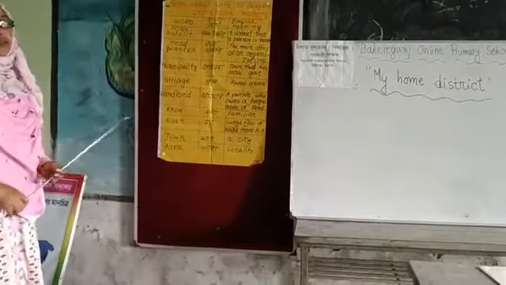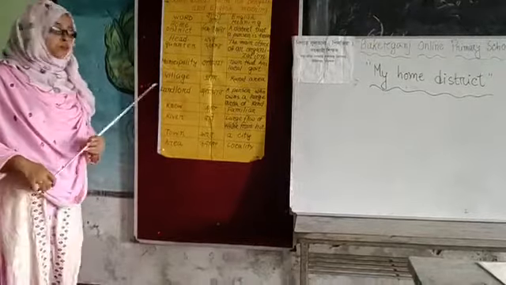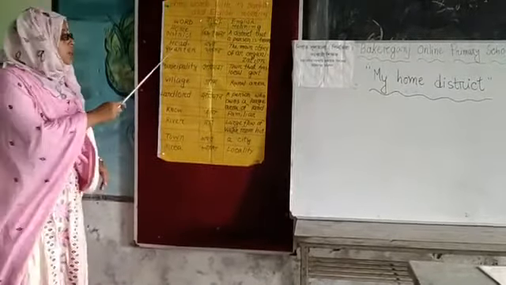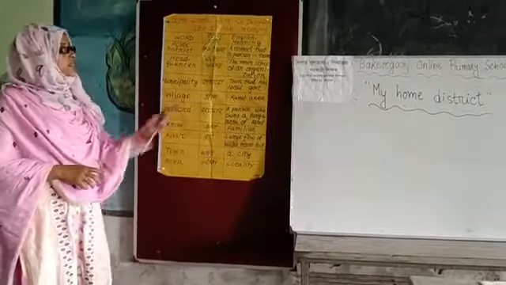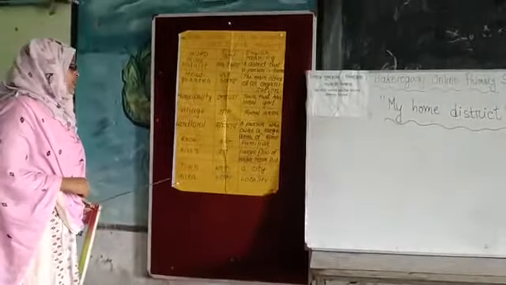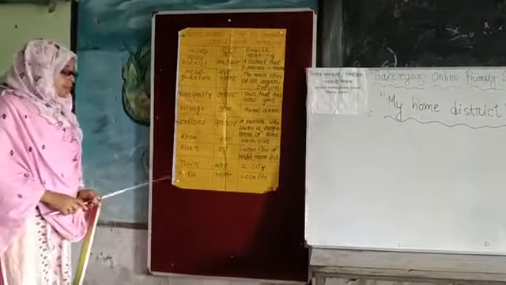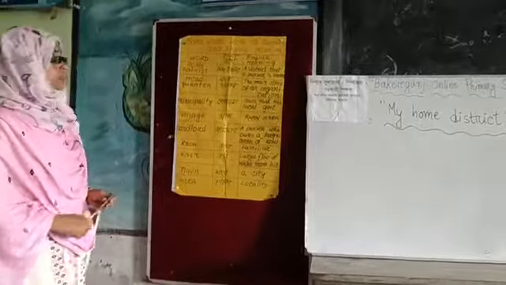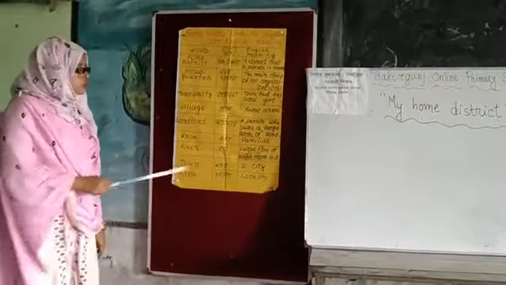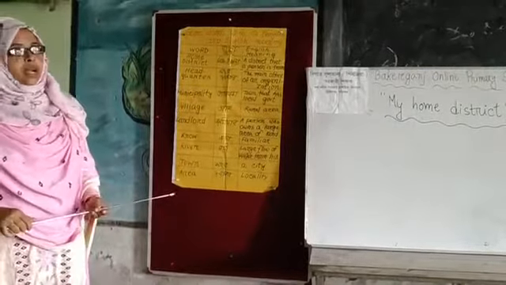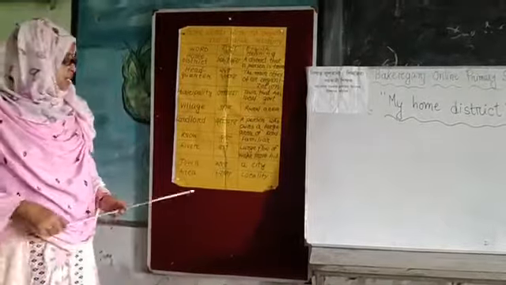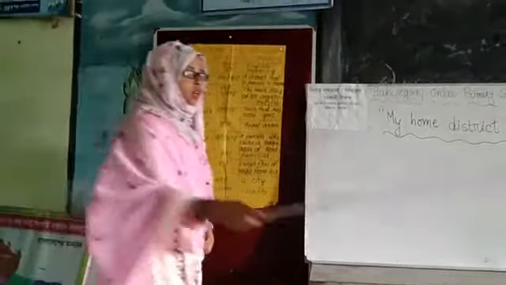Then, here is town. Please try to pronounce with me. Town. Town এর বাংলা অর্থ হচ্ছে শহর. And its English meaning is a city. Then at last, here is area. Please try to pronounce. Area এর বাংলা অর্থ হচ্ছে এলাকা. And its English meaning is locality.